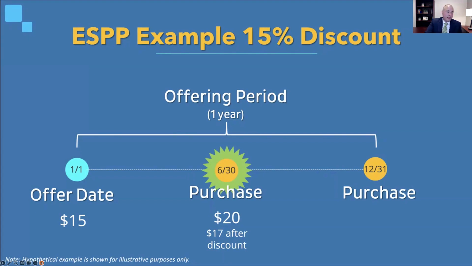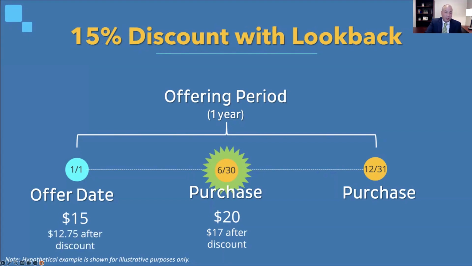If we look at the next slide here, we can take a look at an example of what's called a look back. If your ESPP plan has a look back provision, it basically says that you can purchase your company shares at a 15% discount, at the lower of the two dates, the offer date or the purchase date.